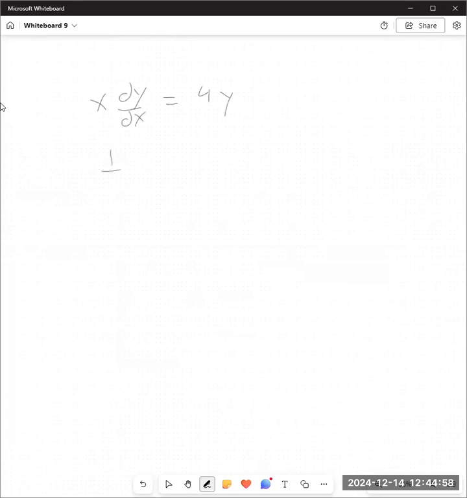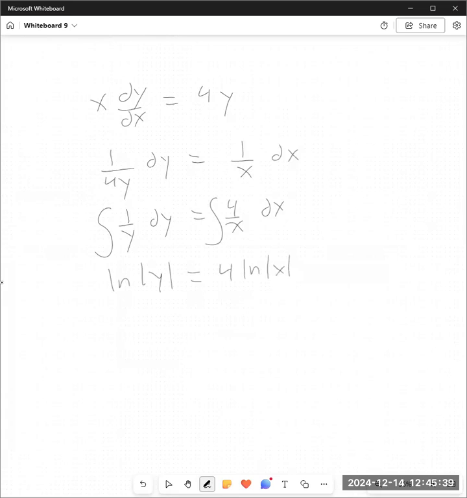So we're going to have 1/4y dy equal to 1/x dx. So this is the same as 1/4 times 1/y dy is equal to 1/x dx. Let's put this over here. It really doesn't matter where that constant is. I'll put it there for right now. Let's integrate both sides. I'm going to have ln of the absolute value of y is equal to 4 ln of the absolute value of x.